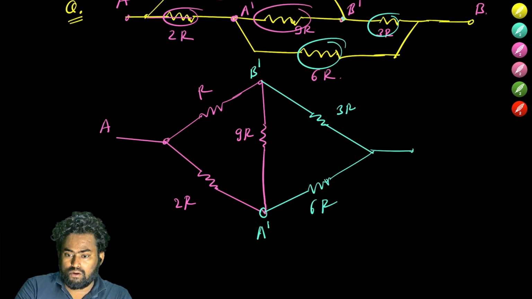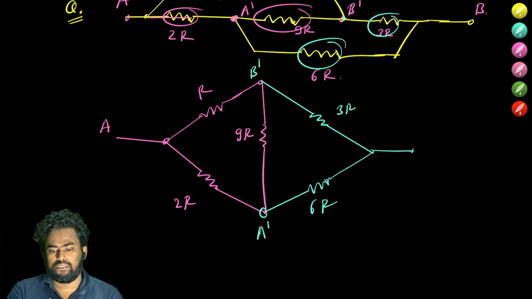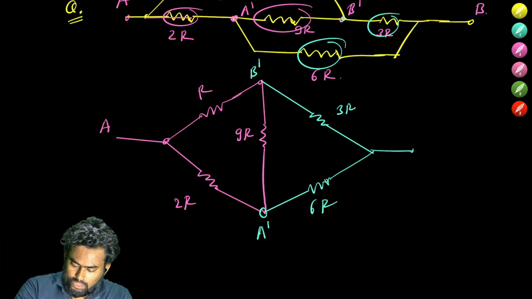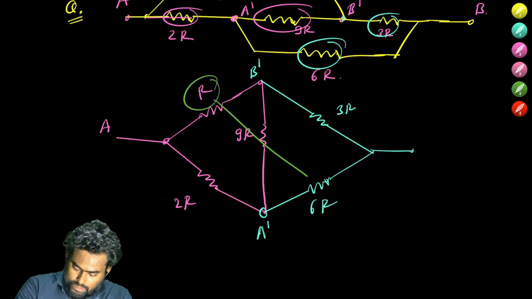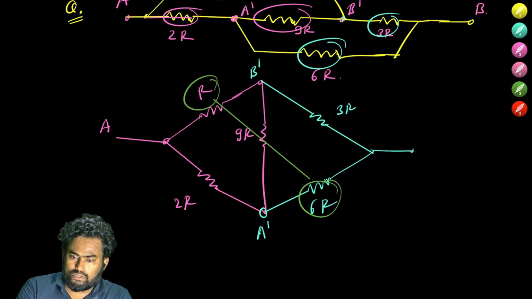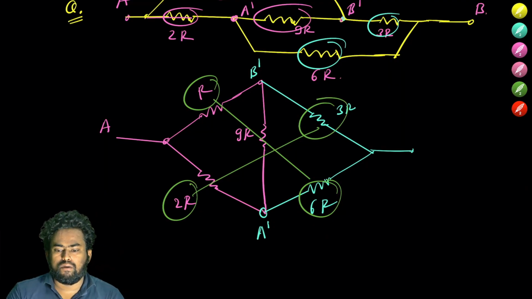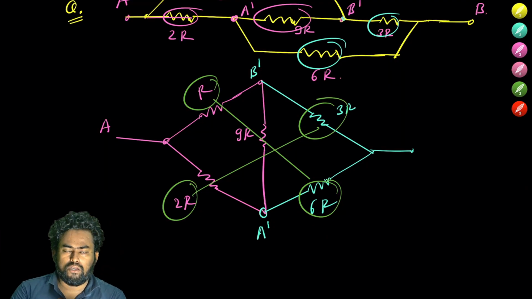Now what system is it making? It is called a Wheatstone bridge. Let's check whether it is balanced or not balanced. So this one and this one, the product will be 6R square. This one and this one, the product will be 6R square. Opposite products are equal, so it is a balanced Wheatstone bridge.